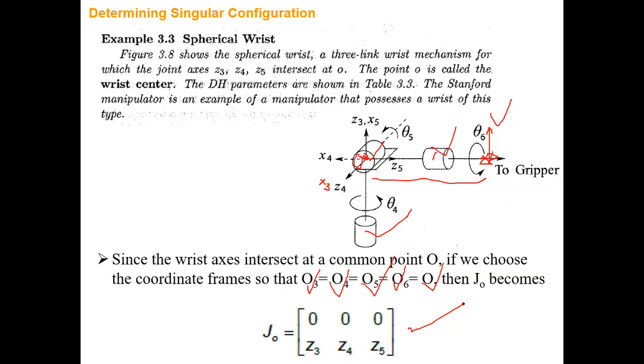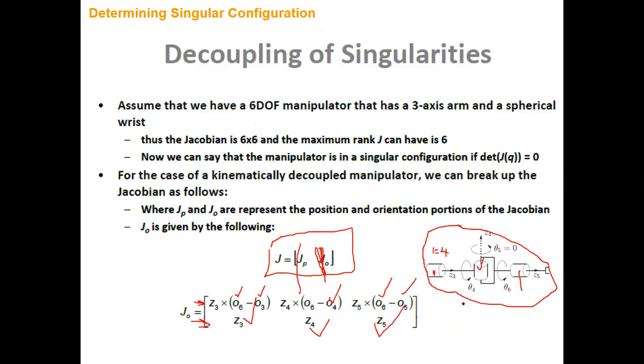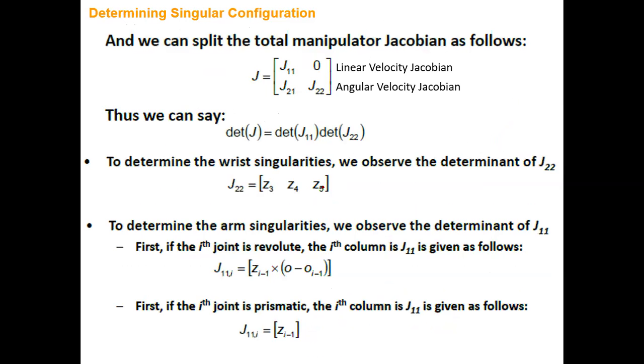Okay, now my J0 is done. What is our next part? Let's find JP now. JP is the arm, and the arm definitely has 3 joints also. We don't know about the arm yet. The arm could have a prismatic joint, or it could have a revolute joint, because we can take different kinds of arm. We have just one kind of wrist and different kinds of arm. Does it make sense?